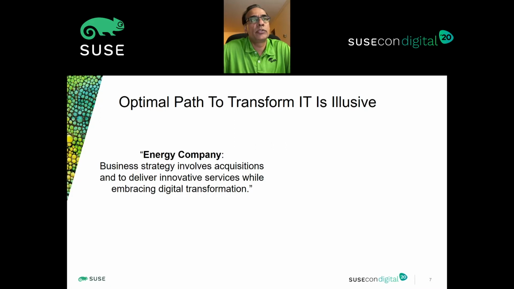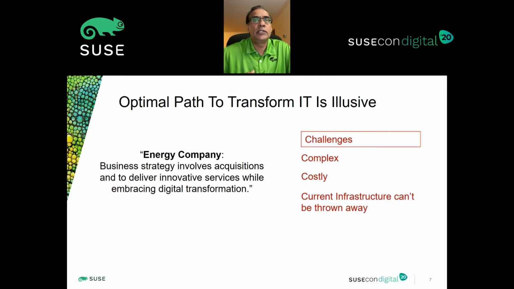An energy company, which is a SUSE customer, has a business strategy that involves acquisitions. So in order to grow, they want to embrace digital transformation and deliver the services they need to deliver to their customers. They typically do acquisitions, and during this journey of acquisitions and transformation, they experience the typical growth challenges. It is complex. There are different systems. The company that is getting acquired may have totally different systems, and how do they integrate them, and things like that. Overall, transformation is costly. You may want to change systems.